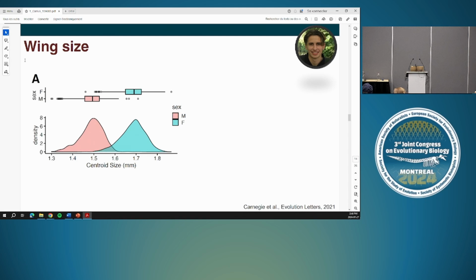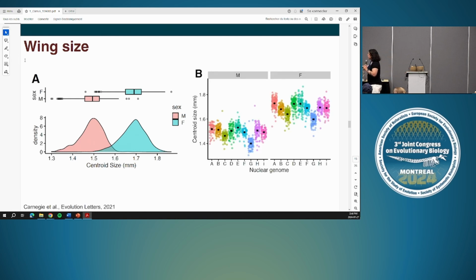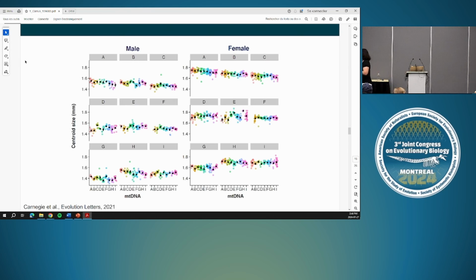So males on the left are bigger than females, which is what we would predict. If we group all the mitochondrial haplotypes per nuclear genome here, you can see that there is nuclear genetic variation for the trait, which is nice. So things are different. And then I'm going to show you the big plot, which has everything with everything. Here each box is a nuclear genome, and down here we have the different mitochondrial haplotypes. It's quite hard to digest this plot, but in some nuclear genomes you can see that changing the mitochondria does change the wing size, and in some cases it doesn't.